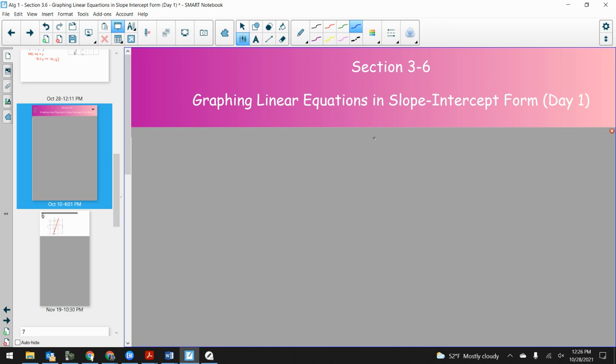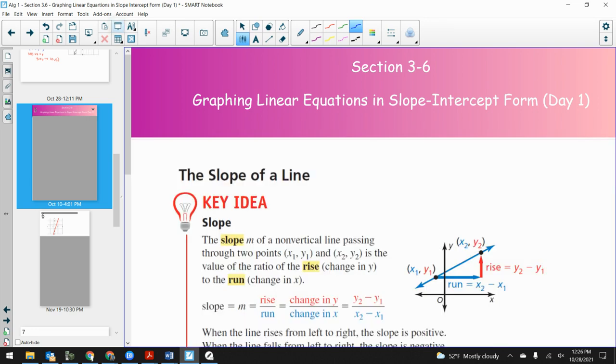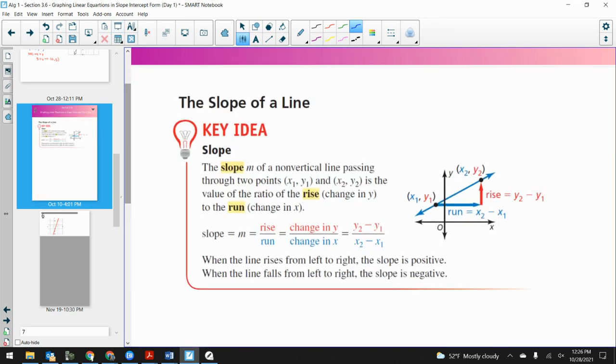Now, what we're going to talk about in this section is slope-intercept form. We're actually not even going to talk about slope-intercept form today, because to understand slope-intercept form of a line, you must first understand what slope is, right? So that's what we're going to do today. We're going to spend a day to talk about slope. Now, what is slope?